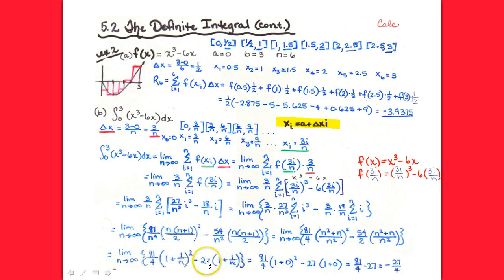Then minus the limit of a constant is that constant, 27. The limit of a constant is that constant, 1. The limit of a number divided by a variable when n is going to infinity is 0. And now I can just simplify. 1 plus 0 is 1, squared is 1, times 81 over 4 is 81 over 4. 1 plus 0 is 1 times negative 27, negative 27. So 81 fourths minus 27 is going to give us negative 27 over 4.